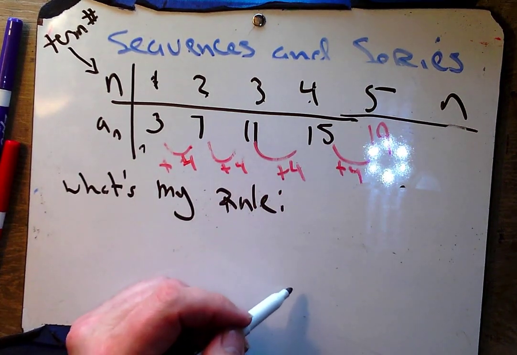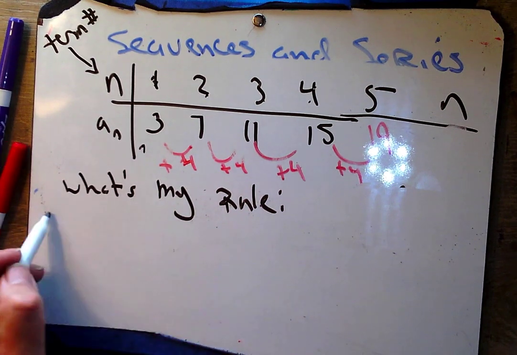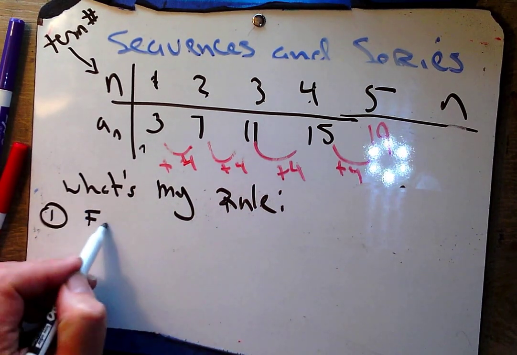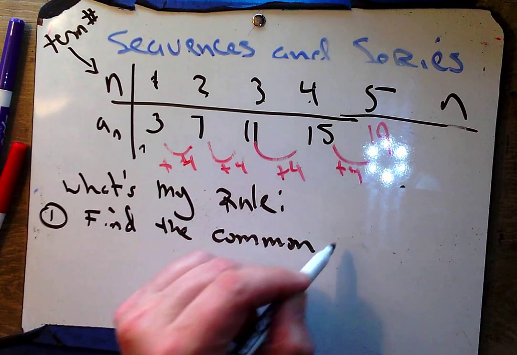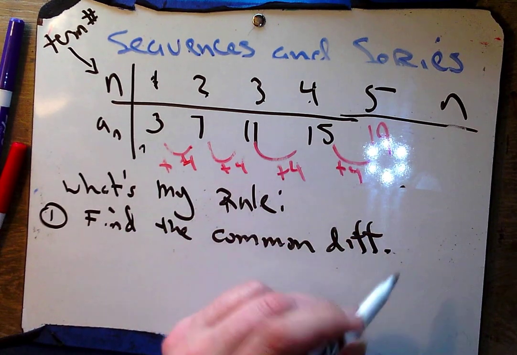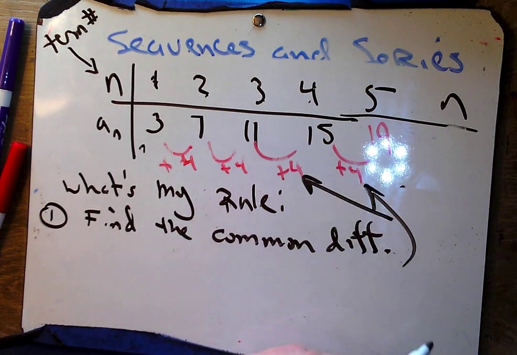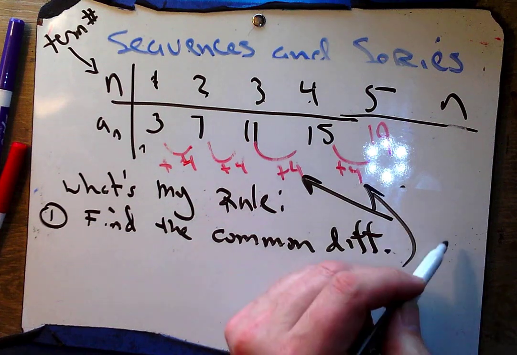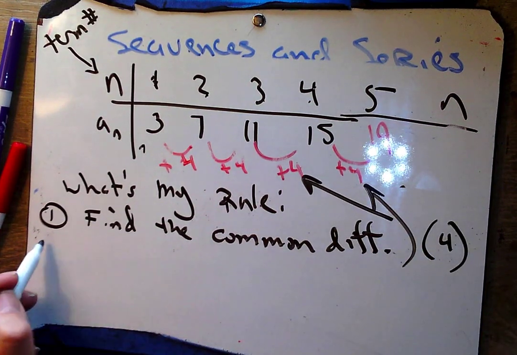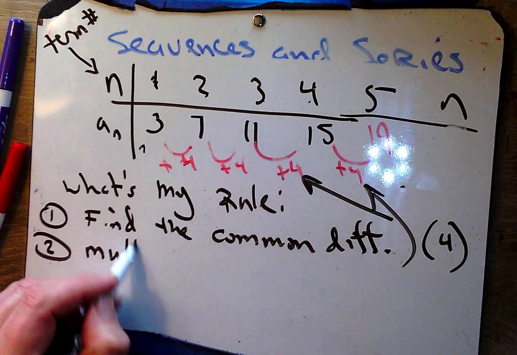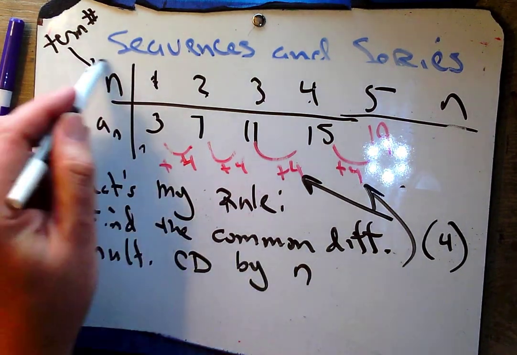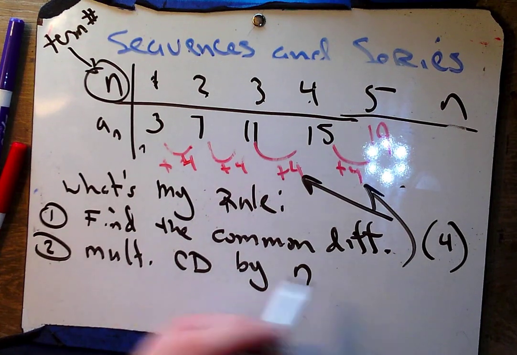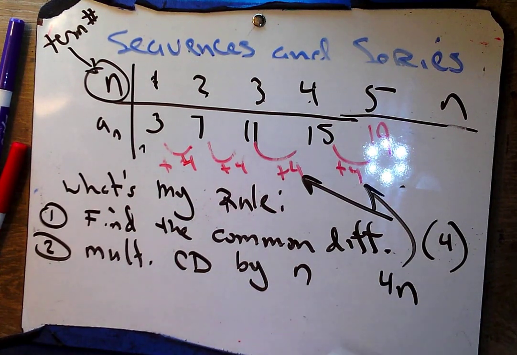And with what's my rule, I know, step 1, find the common difference. And we have a common difference here of 4. Every time these outputs go up by 4. So, in our problem, 4. Step 2: multiply the common difference by n. See this n up here? So all I'm going to have now is 4n.